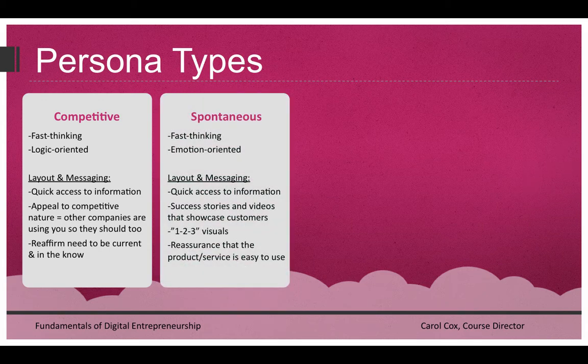The other type of persona type are spontaneous people. These people are also fast thinking, but they tend to be driven more by emotion than by logic. So they also are going to want quick access to information because they're fast thinking. But for them, they're going to want to see success stories and videos that showcase customers of yours. They're going to want a lot of visuals, so graphics and images that lay things out for them very clearly, and reassurance that your product or service is easy to use, is convenient, saves time and money, things like that.